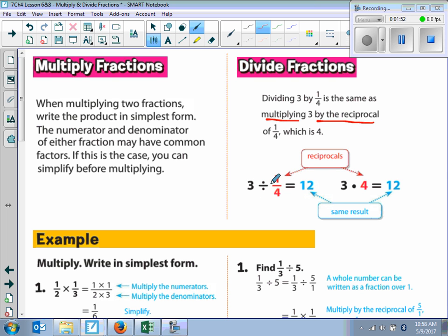So here, if I'm dividing 3 divided by 1/4, that's equal to 12. If I multiply, the reciprocal of 1/4 is 4/1. So 3 times 4 is also 12. So when you divide fractions, you multiply by the reciprocal.